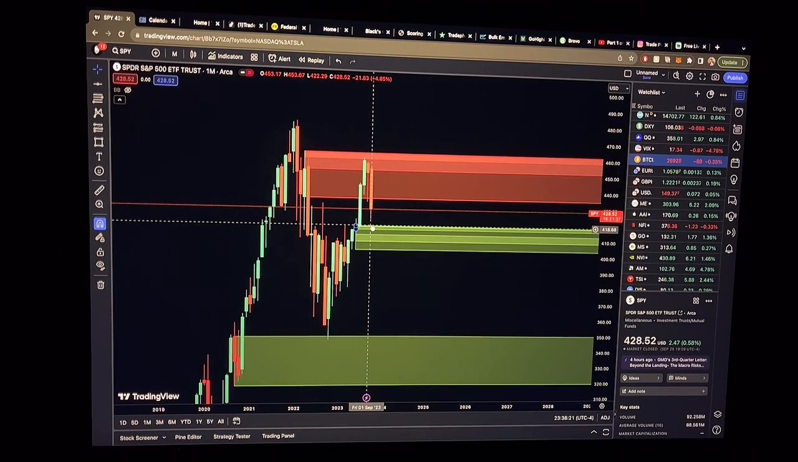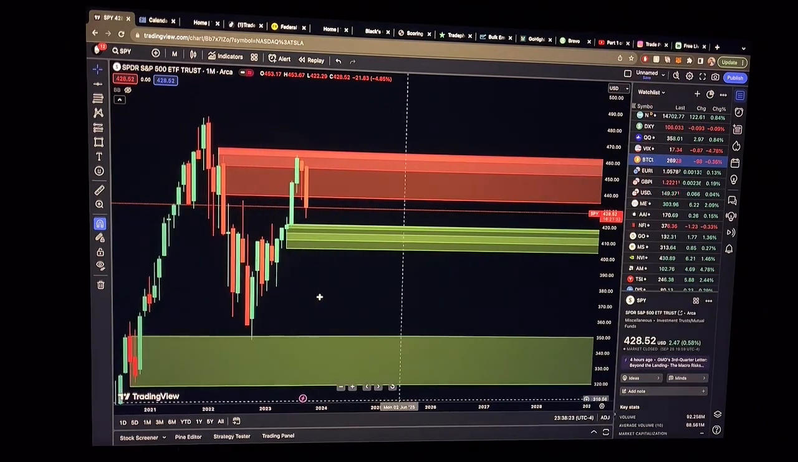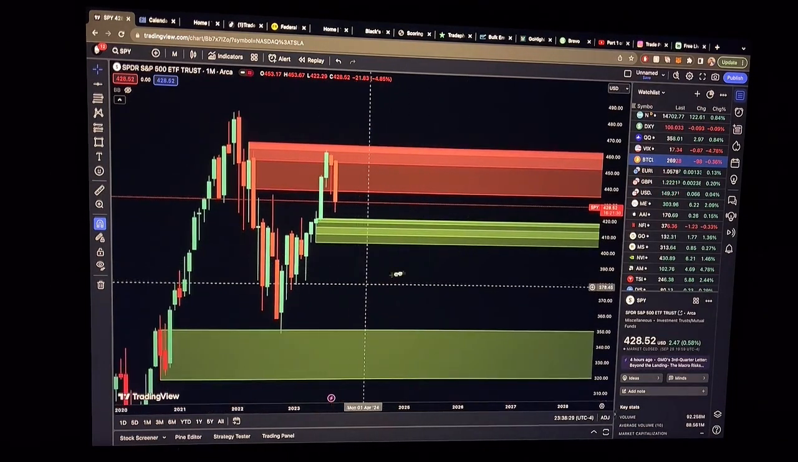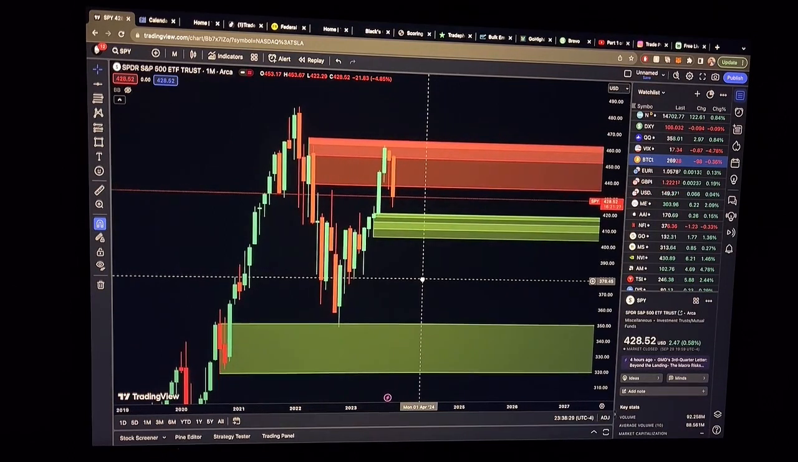Is Forex a scam? No, Forex is the largest market in the world, my man. That's the currency market. That's where banks and institutions invest the majority of their money. Not at all a scam. Biggest market in the world.